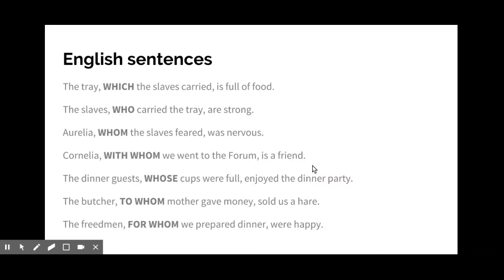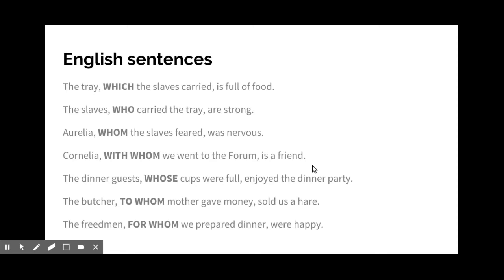The tray which the slaves carried is full of food. The slaves who carried the tray are strong. Aurelia, whom the slaves feared, was nervous. Cornelia, with whom we went to the forum, is a friend.